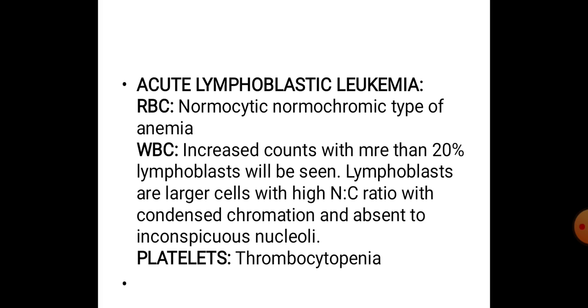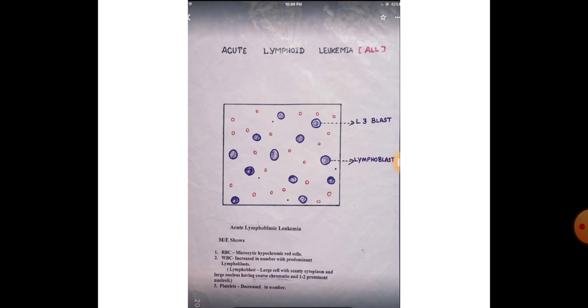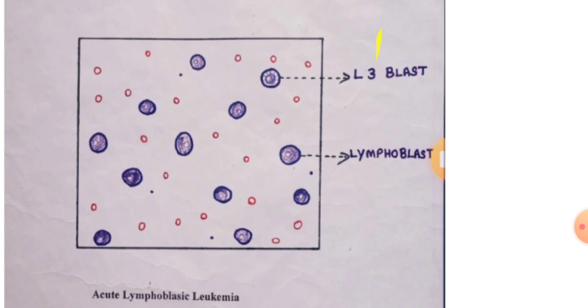In acute lymphoblastic leukemia, RBCs show a normocytic normochromic type of anemia. WBCs are increased in count with more than 20% lymphoblasts seen, the same as in AML. Lymphoblasts are larger cells with a high NC ratio, that is nuclear cytoplasmic ratio is increased, with condensed, coarse chromatin and absent to inconspicuous nucleoli. You have 1 or 2 nucleoli. And platelets are reduced, so there is thrombocytopenia. This is how you draw the picture.